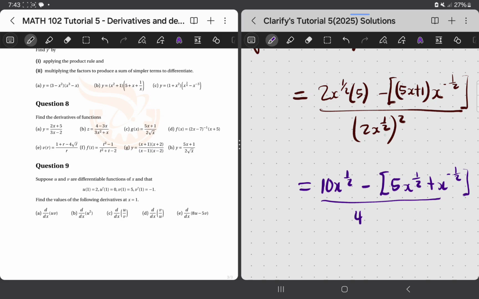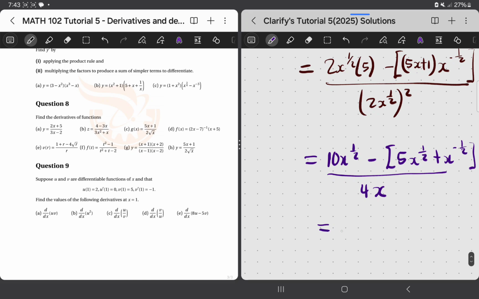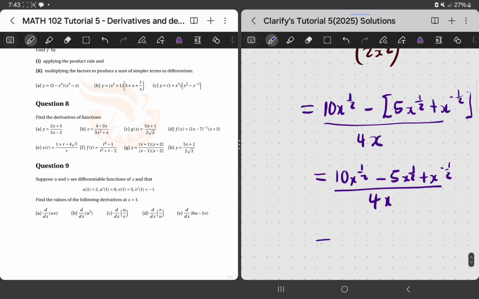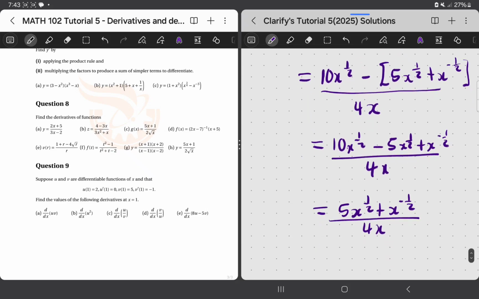You say 2 squared, you get 4. X to the half, all squared. Now it's something with the power raised to another power. You multiply the powers. Half times 2 is just 1, so it's just 4x. This now becomes 10x to the power of half minus 5x to the power of half plus x to the negative half all over 4x. Now since we have x to the half and x to the half, it will be 10 minus 5, which you just get 5x to the half plus x to the negative half all over 4x.